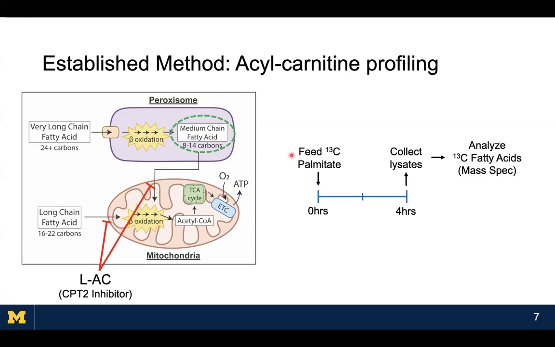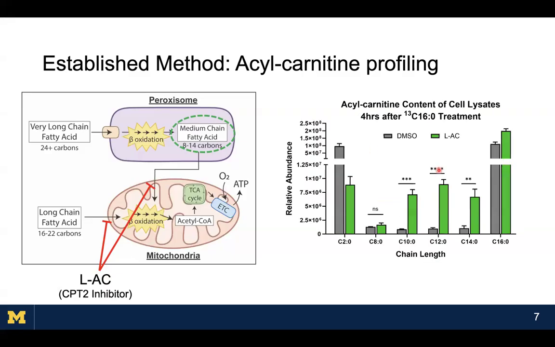So we feed cells 13C tag palmitate along with our inhibitor LAC. We wait for 4 hours, collect the lysates, and send them off for mass spec. And the results we get look like this. Again, there's a big pool of C16 or palmitate that we fed the cells. And it is a little bit larger than the negative control DMSO. There's also a smaller pool of acetyl-CoA because the mitochondria is blocked, so we don't get as much acetyl-CoA.